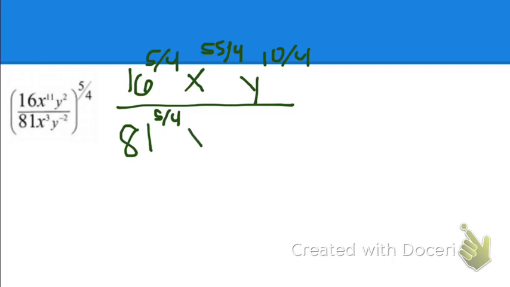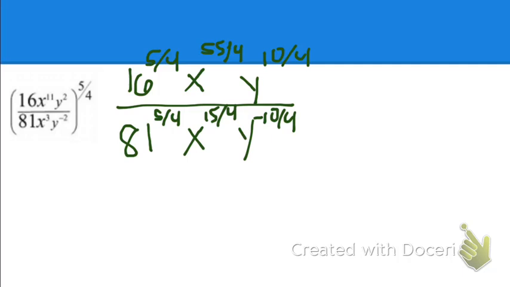over x to the 15/4 power, over y to the negative 10/4 power. Alright, now it may have been easier to simplify what was inside the parentheses first, but it really doesn't matter. As long as you just do one rule at a time and don't forget anything, you'll be fine.